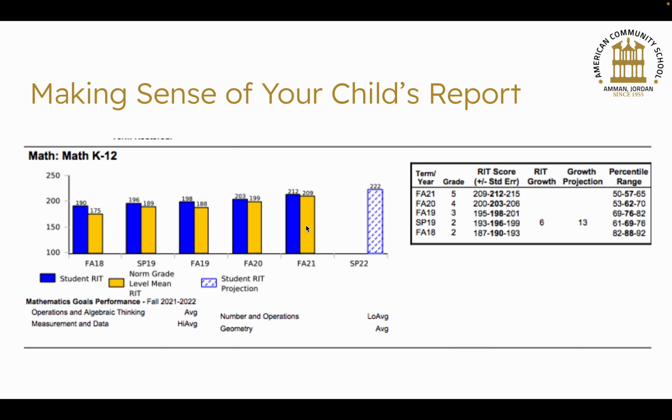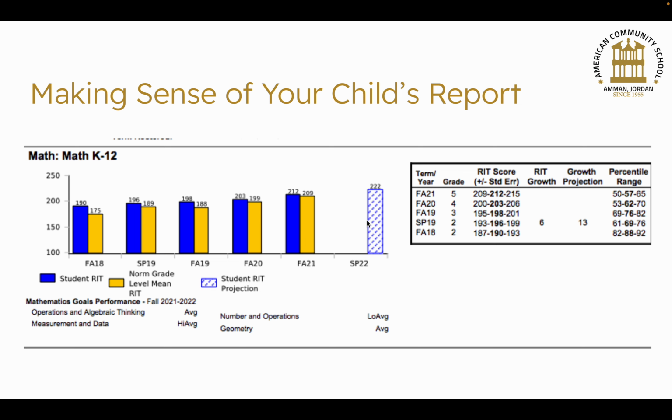Please keep in mind this norm is from the U.S. National Norm Standards. This is not from our school's norm. And so your child, in this case, is not being compared to their peers at ACS or their peers in international schools. They're being compared to their peers in all of the United States.